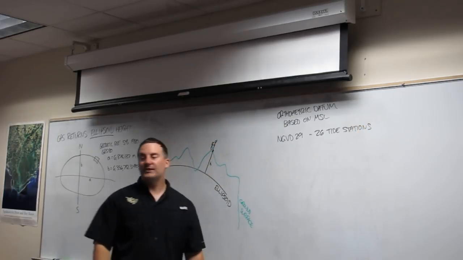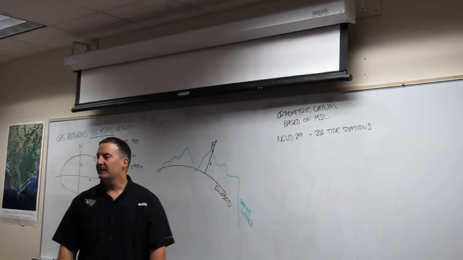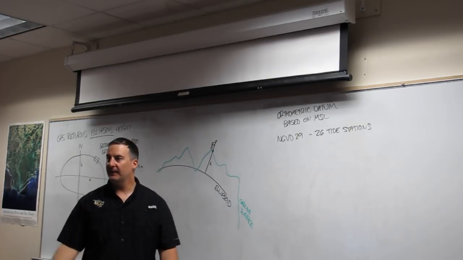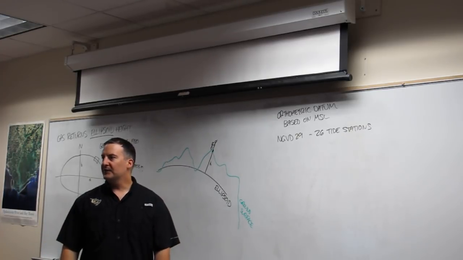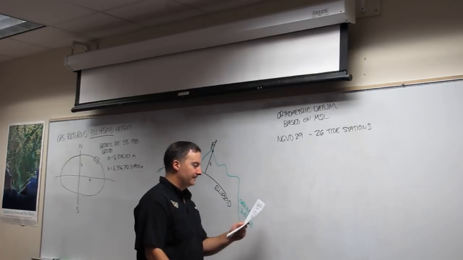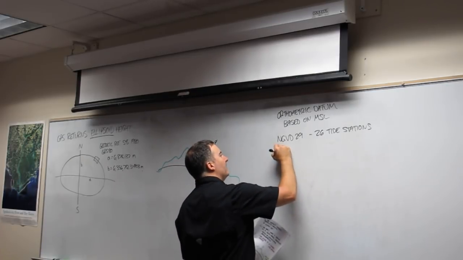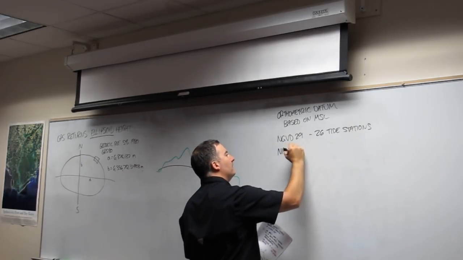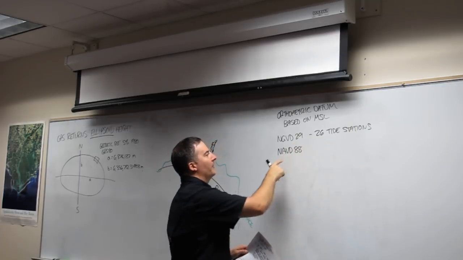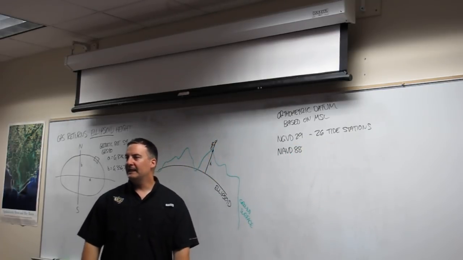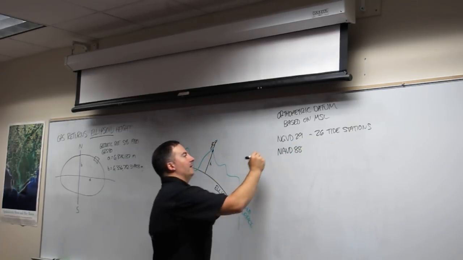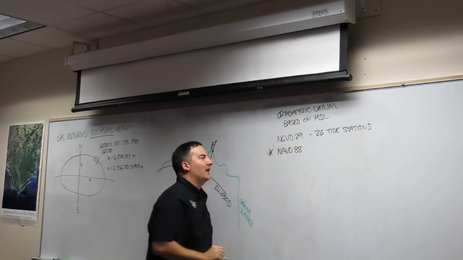That was a least squares adjustment of mean sea level at 26 tide stations located on the east and west coast of the United States and Canada. And then the North American Vertical Datum of 1988. This is the one most commonly used.